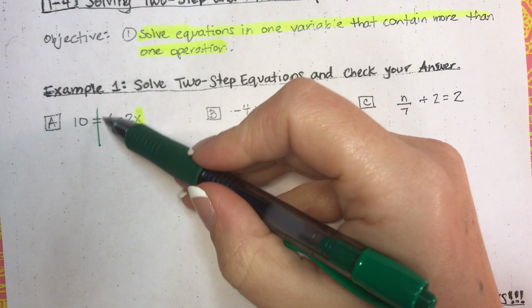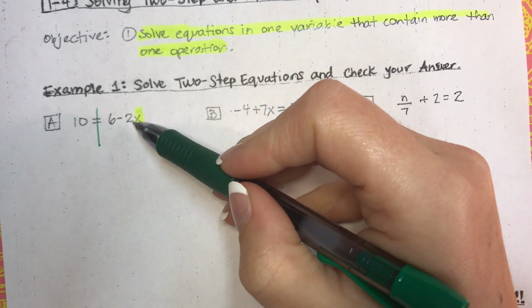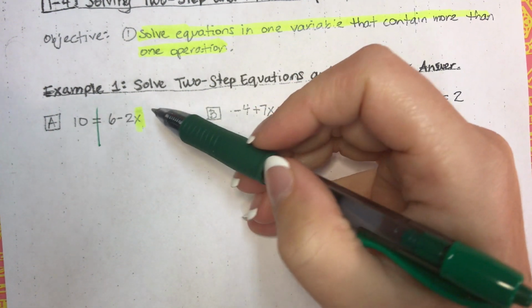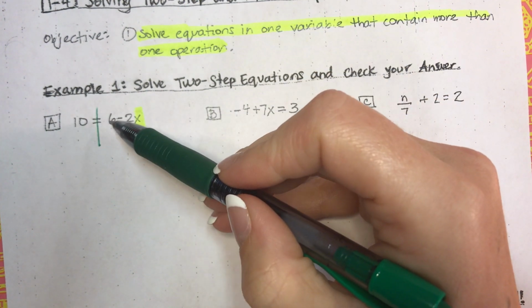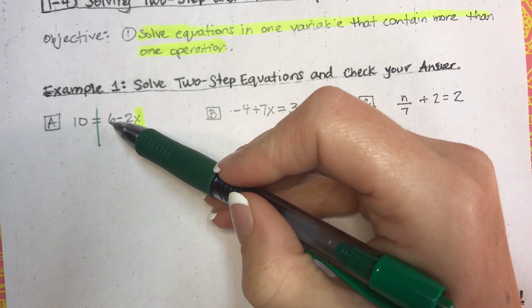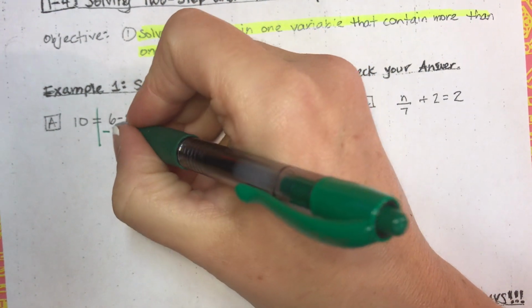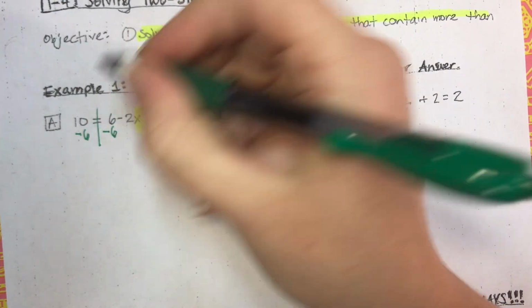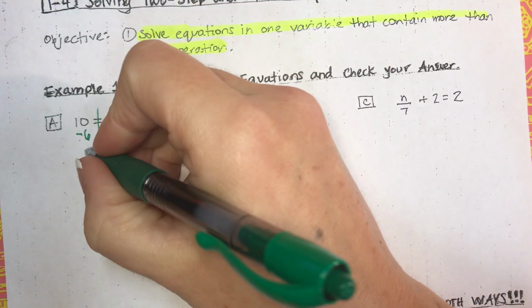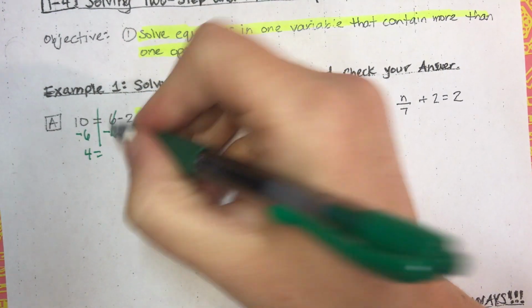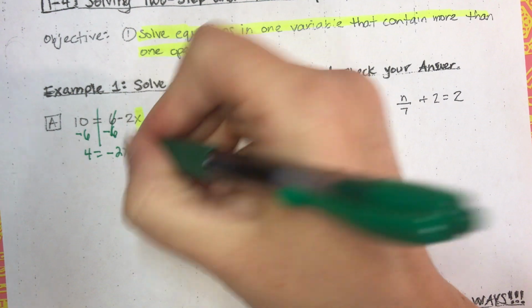So we have to get rid of this 6 before we can get rid of the negative 2 that's attached to the x through multiplication. So we're going to do the inverse operation of this 6. This 6 is positive, so the inverse operation would be subtracting. So we're going to subtract 6 from both sides. 10 take away 6 would be 4. 4 equals, those cancel out. We're left with negative 2x.